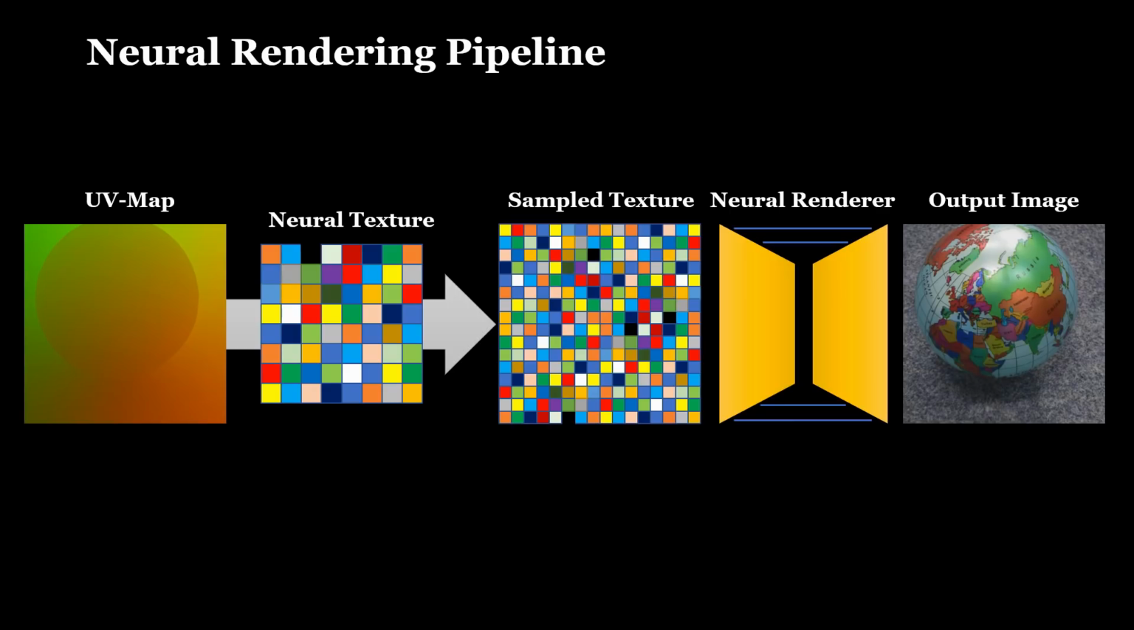We use the UV maps from the rasterizer to sample from these neural textures. A small U-net is used to translate these features to color values. This pipeline can be trained end-to-end, given ground truth pairs of UV and color maps from the original object video.